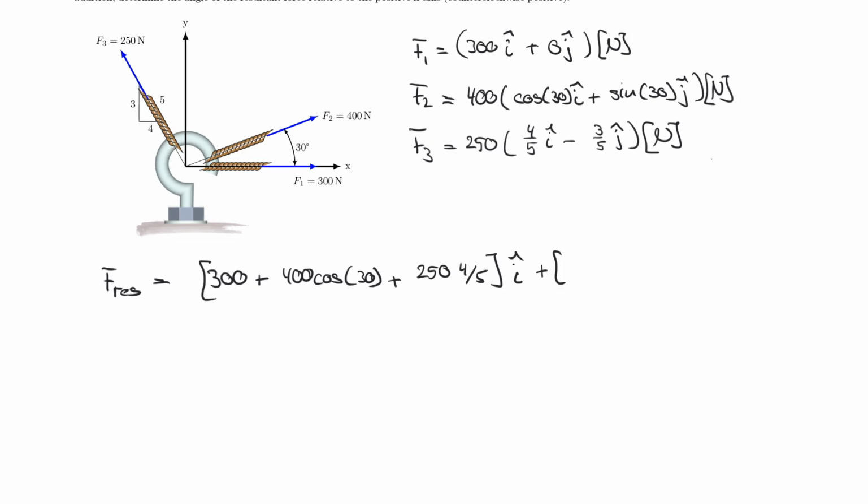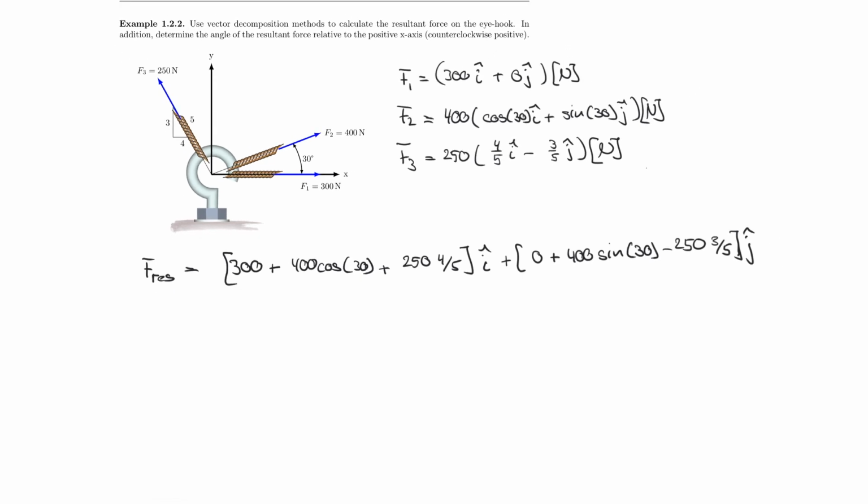And then I need the j components, which are 0 plus 400 times sine 30. And be careful now, minus 250 times 3 over 5. And that is all multiplied by j hat. And I cannot forget that this has a unit, otherwise I lose valuable points. And in this case, we're dealing with newtons.